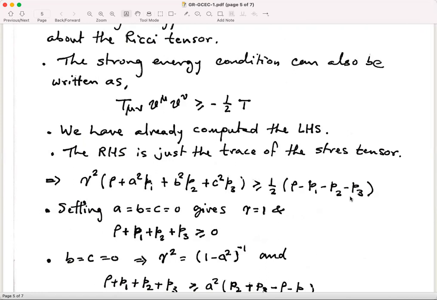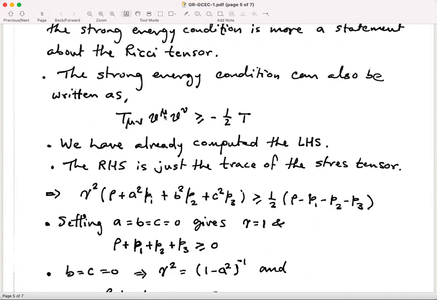Fine. Now, this is the condition that we get, and remember that these are time-like vectors, so we can set A, B, C all equal to zero without losing the fact that these are time-like vectors. But if you set A, B, C equals zero, then your gamma is just one. And if that is the case, then you can check that these terms, A squared P1, B squared P2, they all drop out. And the only term on the left hand side is rho. The term on the right hand side is half of rho minus P1 minus P2 minus P3. You can rearrange this equation to get rho plus P1 plus P2 plus P3 greater than or equal to 0.